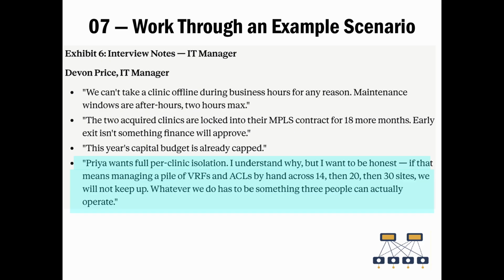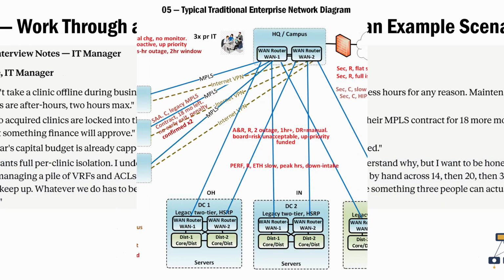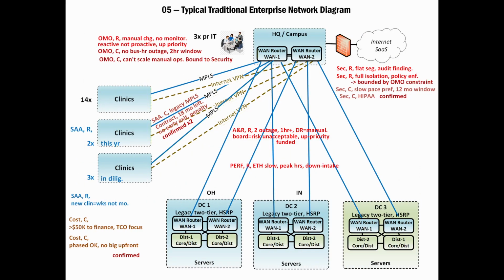Let us understand the meaning of this sentence. This sentence means that manual operations cannot scale. Clearly, this is an operational constraint. It directly limits the space of the security solution. To extract, it would be OMOC: can't scale manual ops, bound to security.